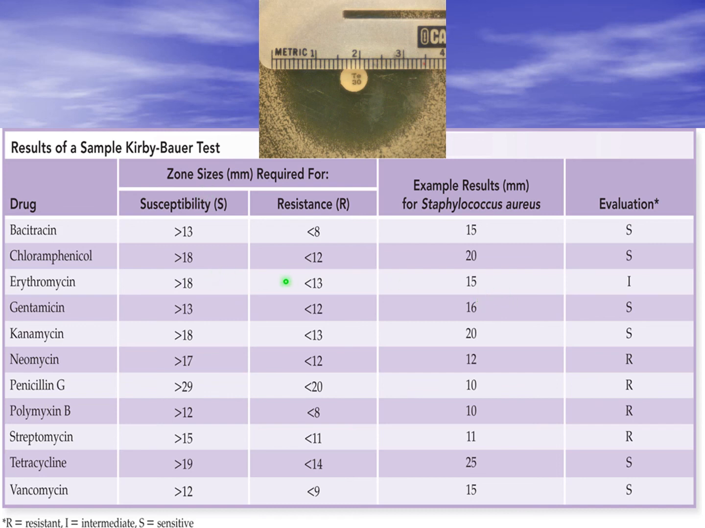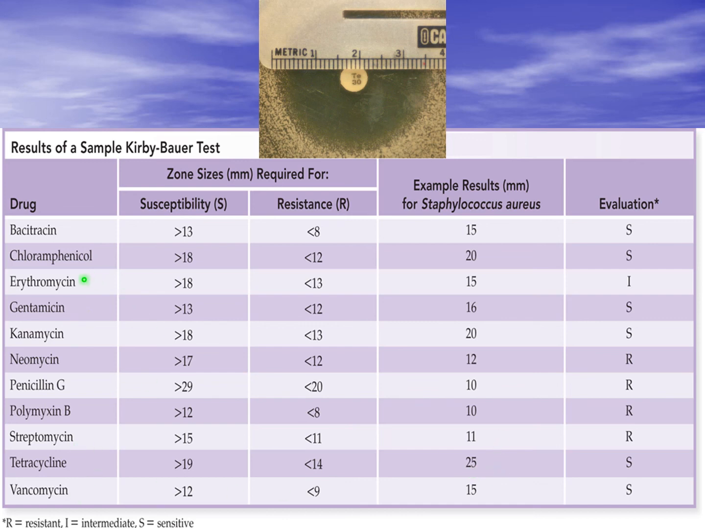15 is smack in the middle between these two. So we say that this would be an intermediate drug. So what drugs would I not want to use for this Staphylococcus aureus? Well, certainly neomycin, penicillin G, streptomycin, polymyxin B. All of those are resistant, even though they had a zone of inhibition. I would want to choose either bacitracin, chloramphenicol, gentamicin, kanamycin, tetracycline, or vancomycin.